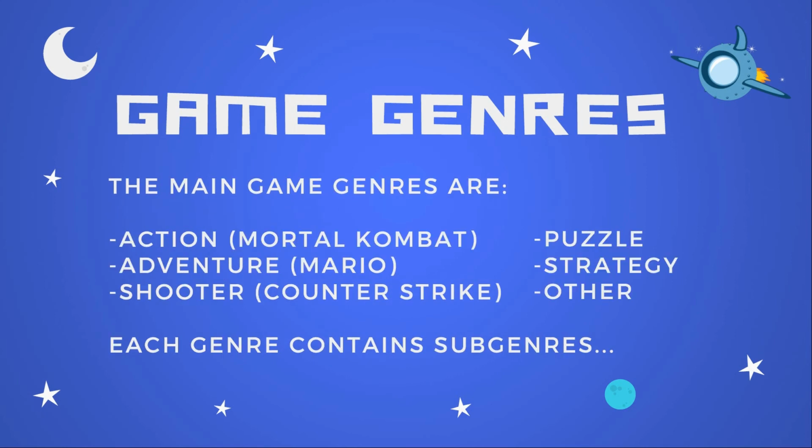The main game genres are action, such as Mortal Kombat, adventure, such as Mario, shooter, like Counter-Strike, puzzle, strategy, RPG, and many others. Each genre contains also subgenres, but they are out of the scope of this lesson.